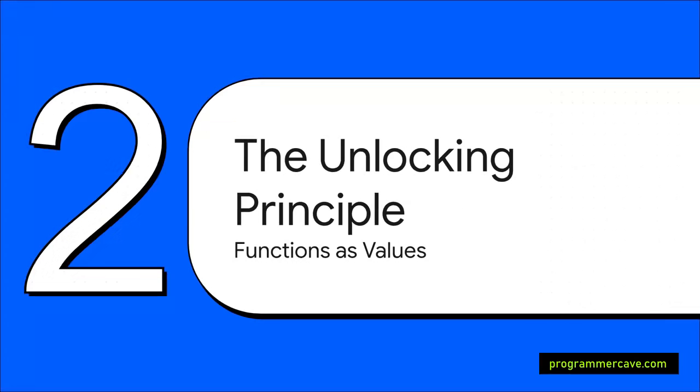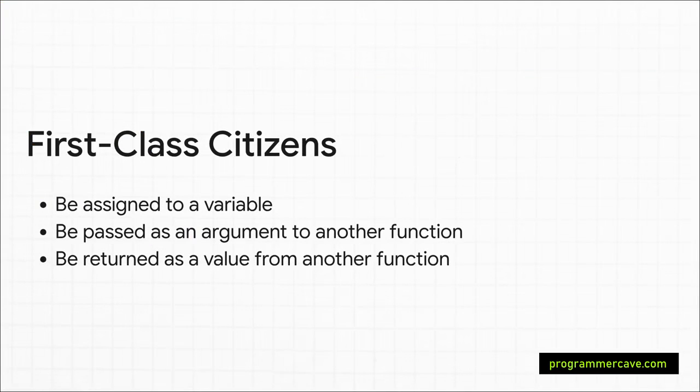Okay, section 2. This next part is, well, it's a real game changer in Go. It's what unlocks so much of the language's power. We're talking about functions as first-class values. You'll hear this term first-class citizens a lot. All it really means is that you can treat a function just like any other piece of data.